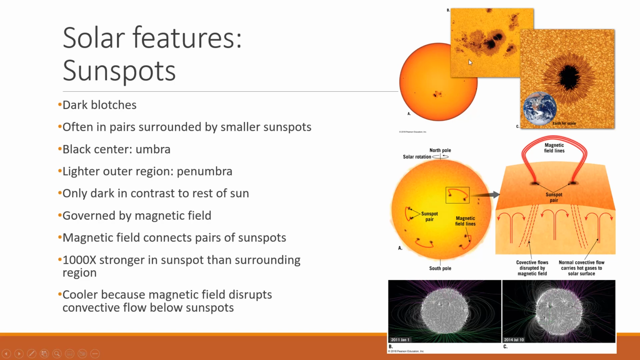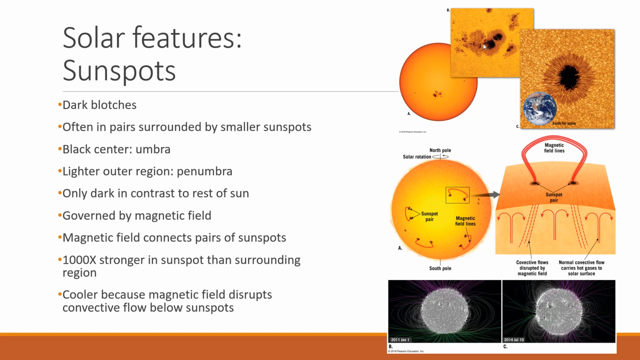The lighter region outside it is the penumbra. These are only actually dark in contrast to the rest of the sun. If we were able to isolate this, it would be extremely bright. It's just that compared to the extreme brightness of the rest of the sun, they appear dark. They are going to be governed by the magnetic field.